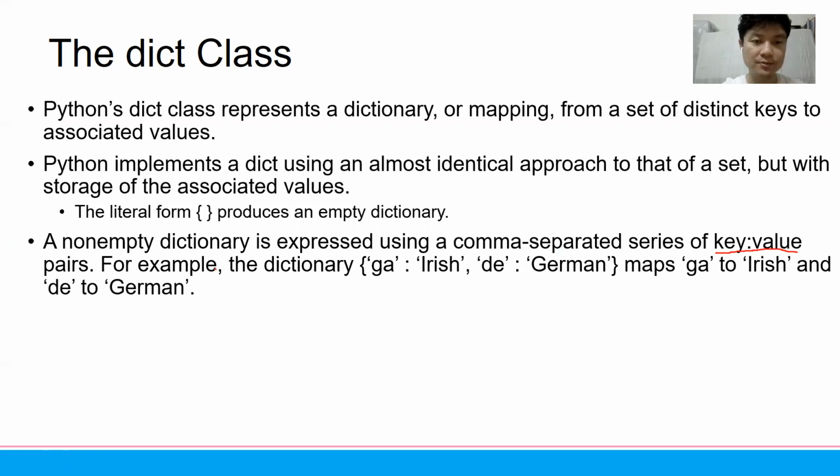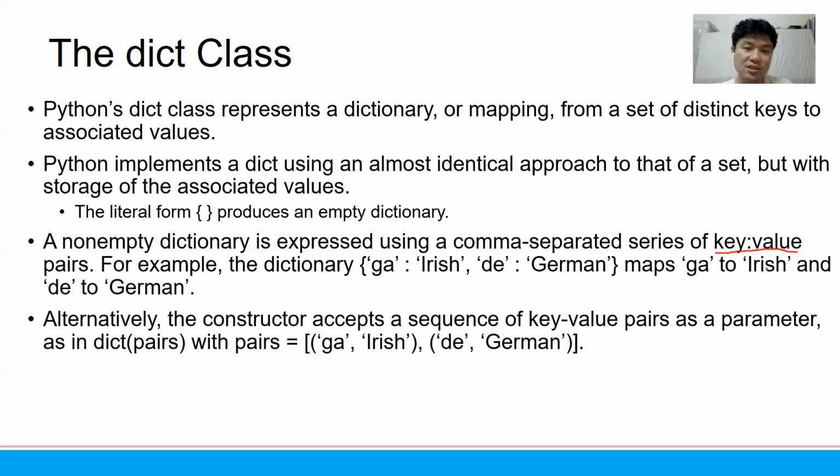For example, the dictionary GA colon Irish, DE colon German. If we want to know the value of GA, then the result will be Irish. If we want to know the value of DE, then the result will be German. So it is a mapping, where GA is regarded as Irish and DE is regarded as German.